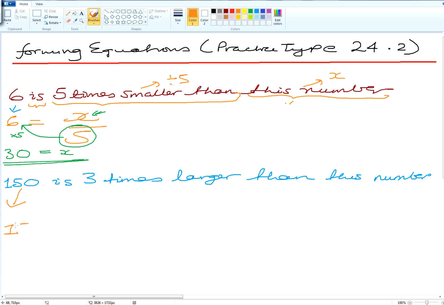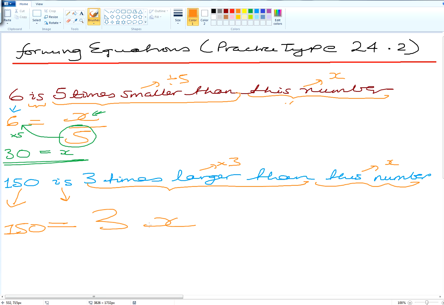Next question. So we have 150. 150 is, means equal. Now it says here 3 times larger. 3 times larger actually means times. It means times than this number. So the number we can call x, and 3 times larger really is times by 3. So it's going to be x times by 3, or 3 times by x. We will write as 3x to make it simple. 3 times by x. And if you want to, we can put in a little times in there, if that makes you happy.